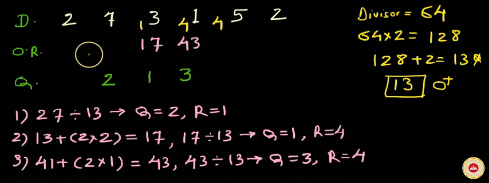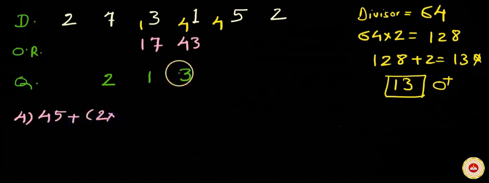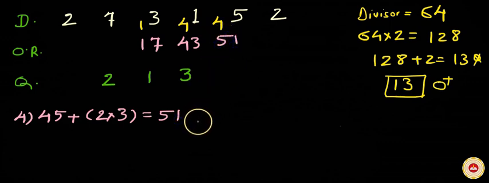Now let us calculate the third osculation number. But friends, please write these 3 steps by pausing the video. Okay? Yes. Fourth step, 45. To this 45, add what? 2 times the last quotient digit, which is 3. Okay, which gives us 45 plus 2 3s are 6. That means 51. This 51 is the third osculation number, third osculation result.